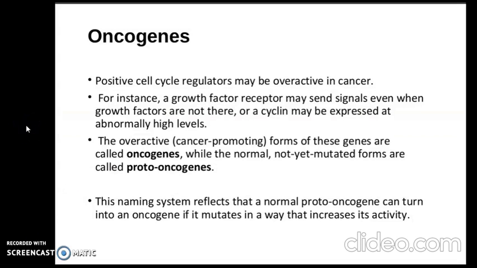Positive cell cycle regulators may be overactive in cancer. For instance, a growth factor receptor may send signals even when growth factors are not there, or a cyclin may be expressed at abnormally high levels. The overactive forms of these genes are called oncogenes, while the normal, not yet mutated forms are called proto-oncogenes. This naming system reflects that a normal proto-oncogene can turn into an oncogene if it mutates in a way that increases its activity.